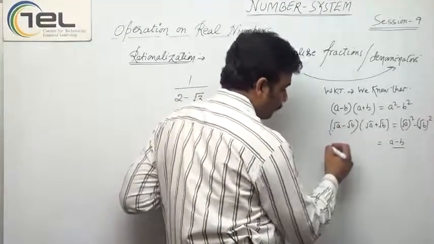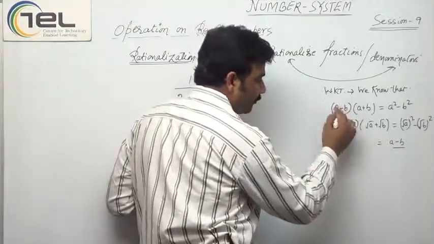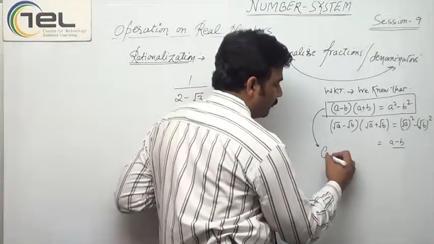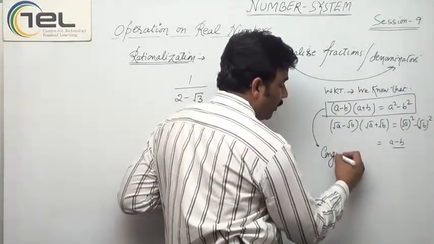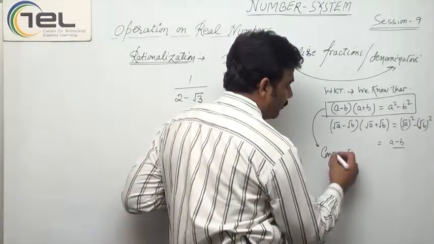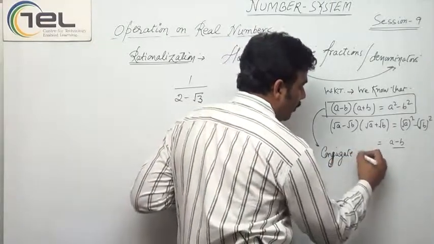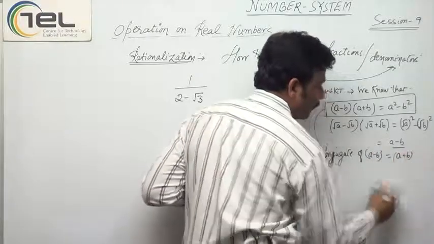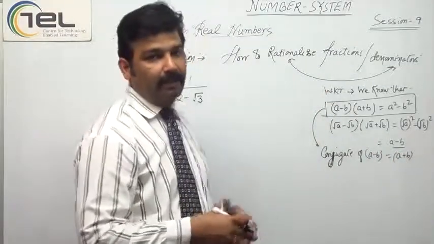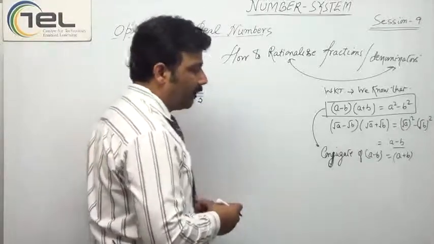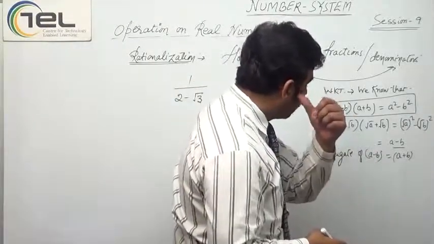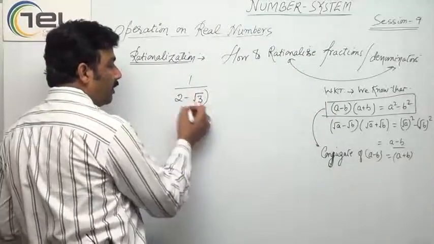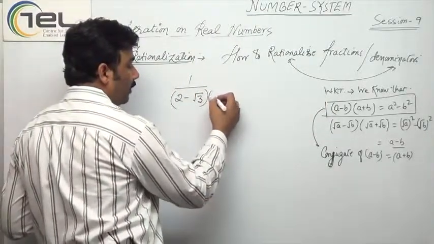The conjugate, with this formula, we normally know: the conjugate of a minus b is a plus b, and of a plus b is a minus b. So this is the way in which we normally do conjugates of a minus b and a plus b. Here we just multiply both by the conjugate of that.